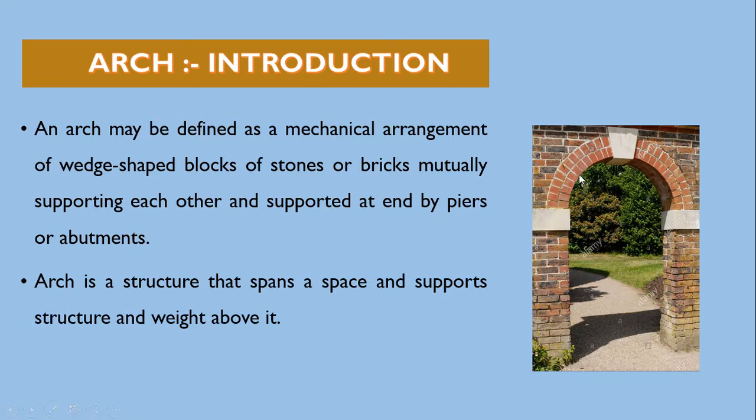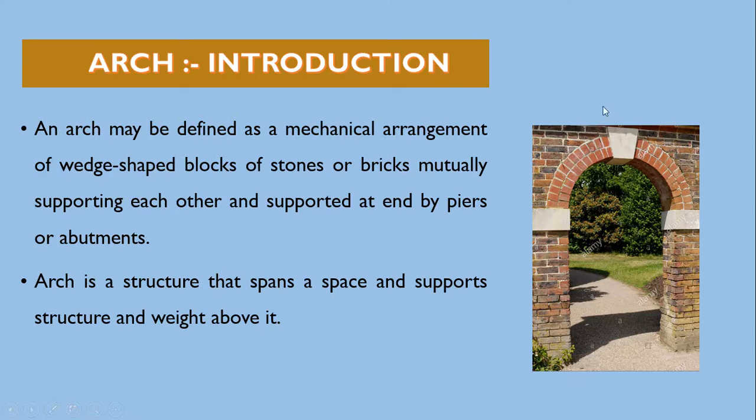And these are mutually supporting each other and supported at the ends with the help of this type of supports, which are called abutments or piers. If there are multiple arches, the end support is called an abutment and the interior support is called a pier. So abutments and piers are the supports. So this is regarding the arch.